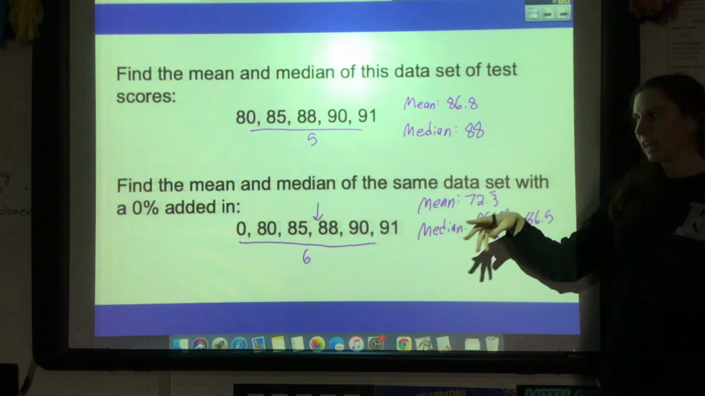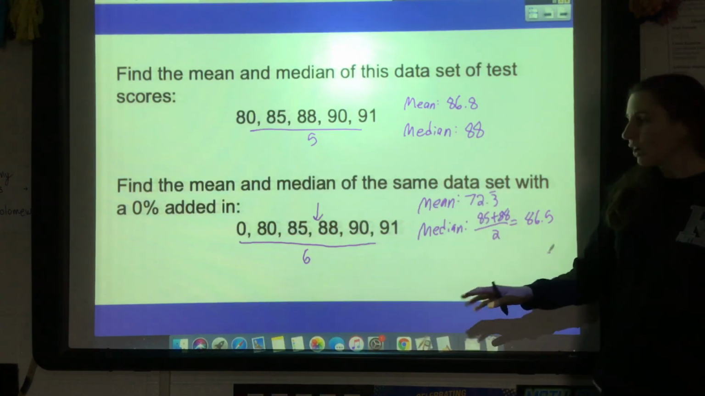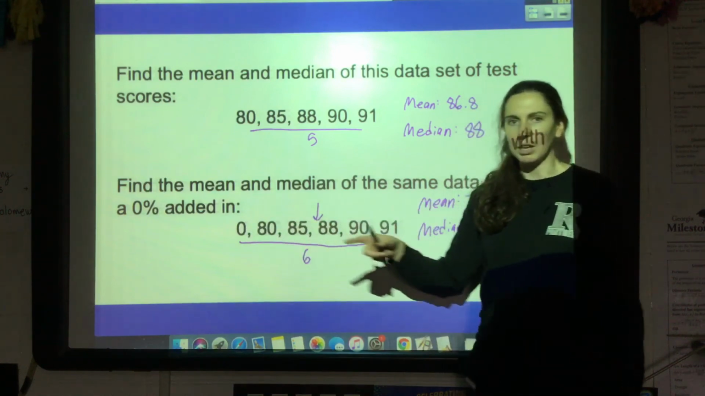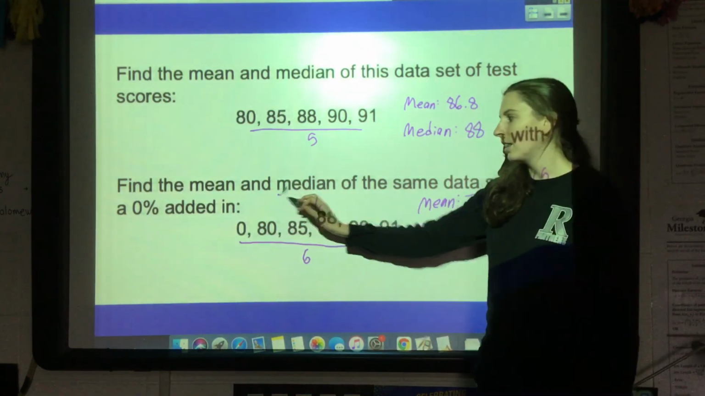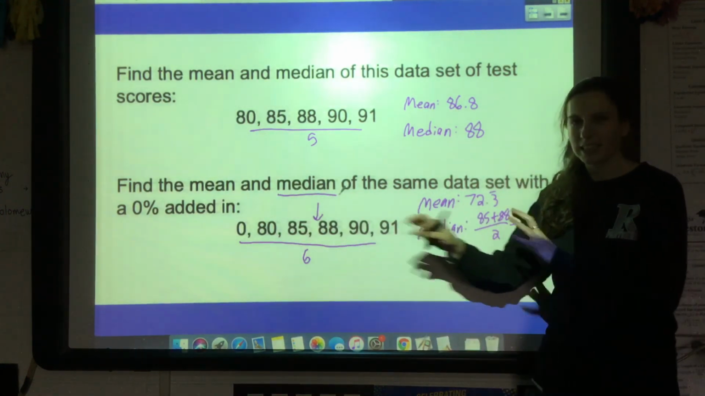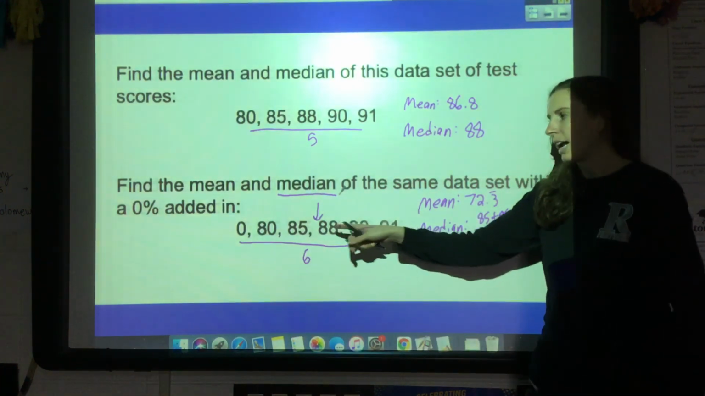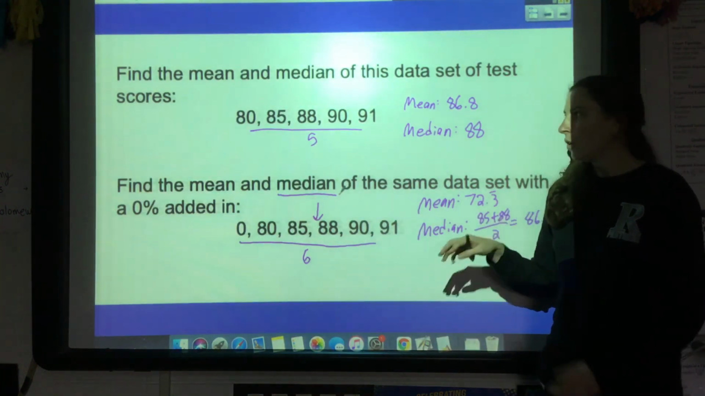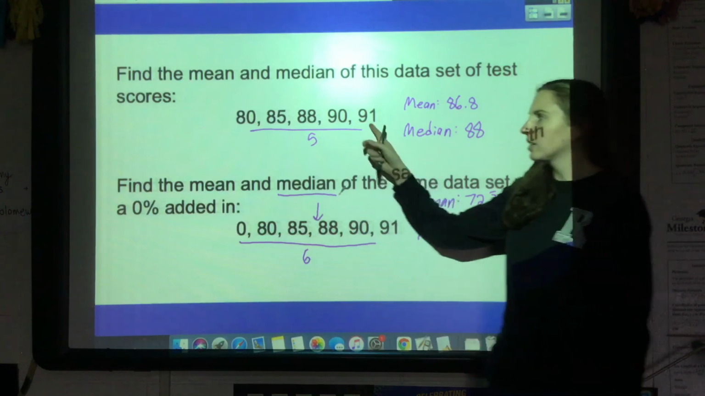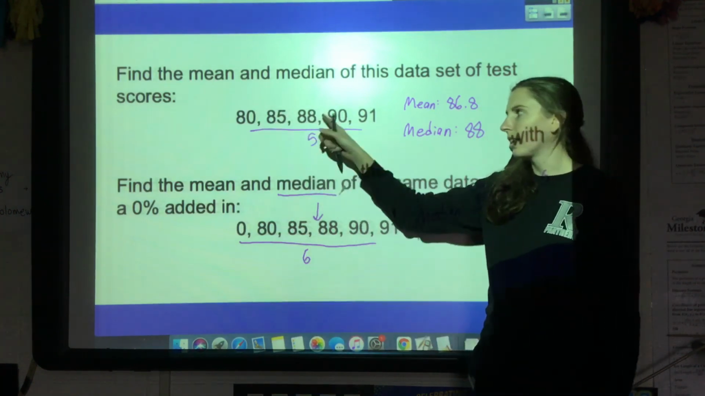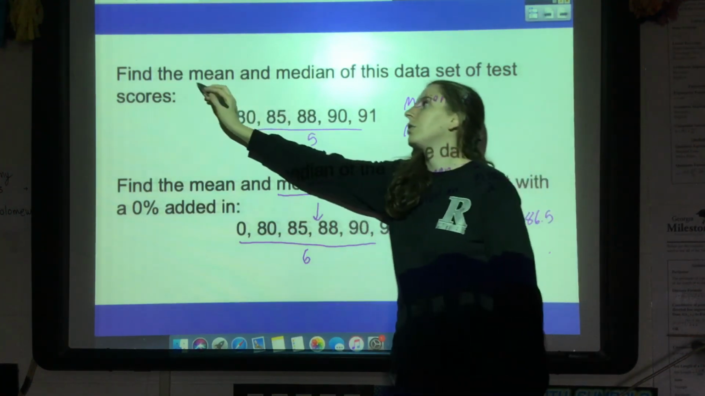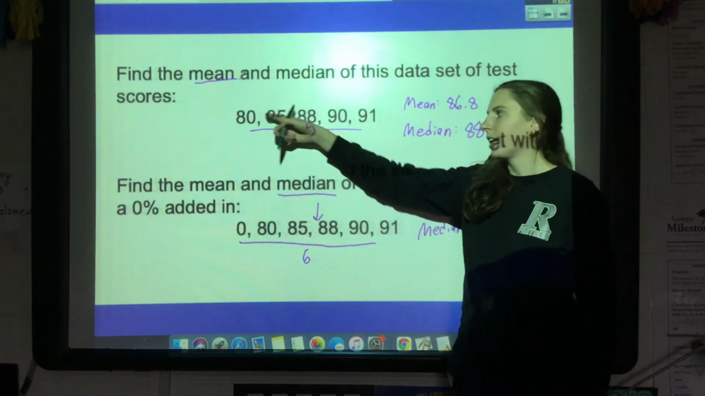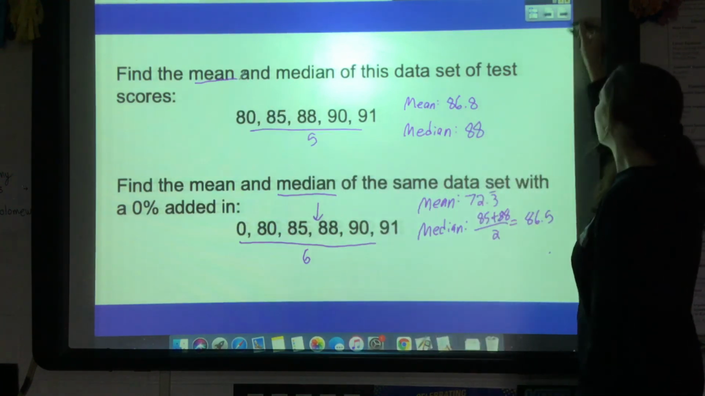So, all that to say, if you ever have an outlier like this 0, you should use the median because it doesn't get pulled by outliers as much. However, if you don't have any outliers and the data is all generally close together, like this one here, then you can just use the mean so that everything gets included, added up and incorporated.